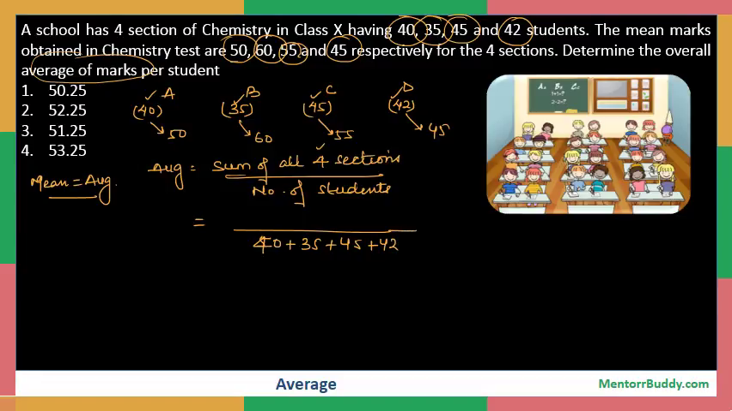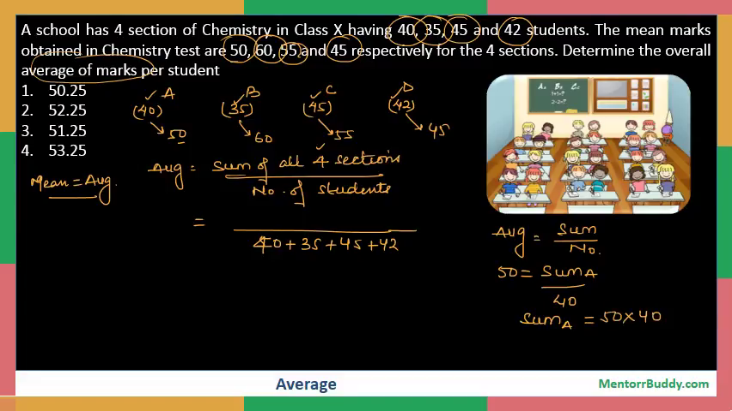And to figure out the sum of marks from all the four sections, we need to use the same formula, that is average is equal to sum of marks divided by number of students. So when I do it for A, we know that the average is 50, sum of marks for A divided by number of students. So this gives me sum of marks for section A is equal to 50 multiplied by 40. Likewise, we can do the calculation for the other sections as well.